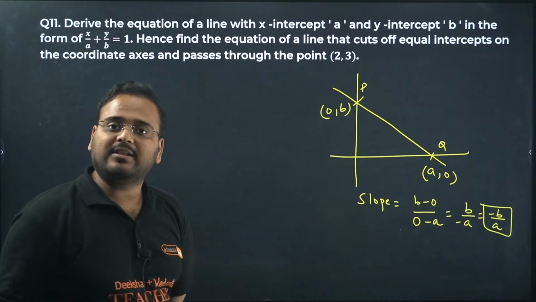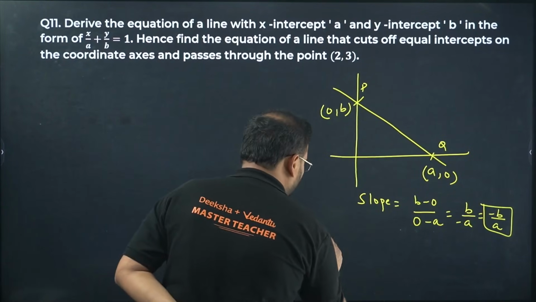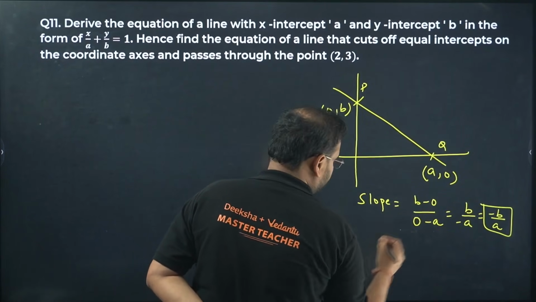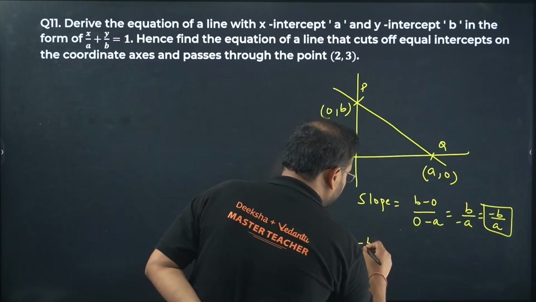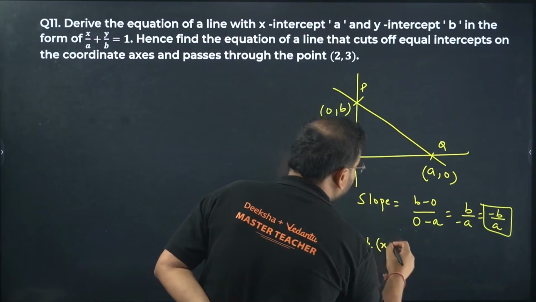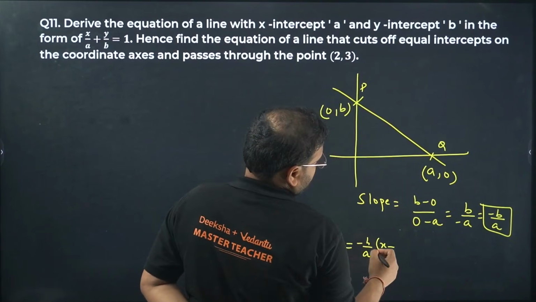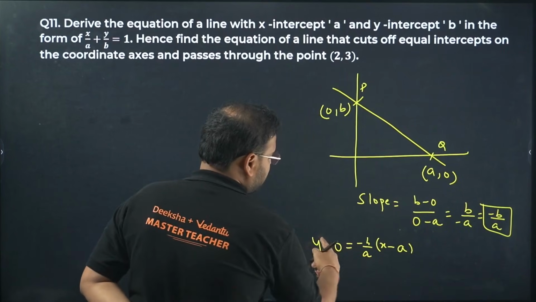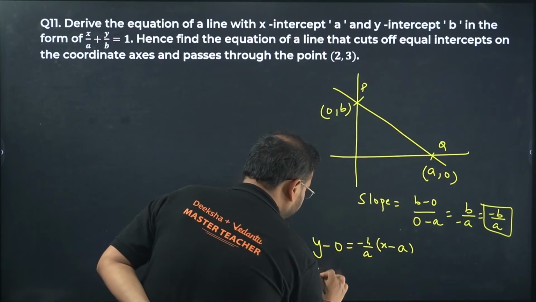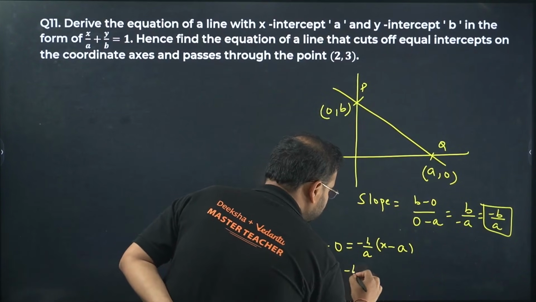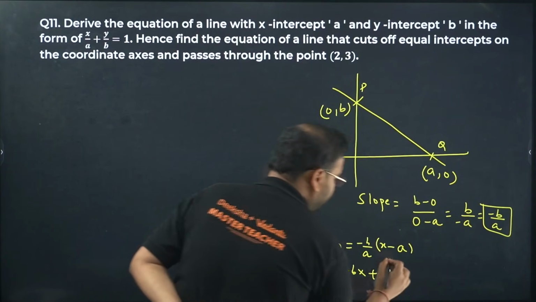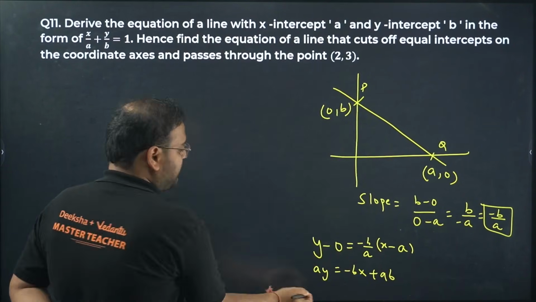Once slope is known, can you find the equation? Of course, sir. Y minus 0 equals the slope. What is slope going to be? Minus B by A into x minus A. Cross multiply, you'll get ay and minus bx and plus AB.